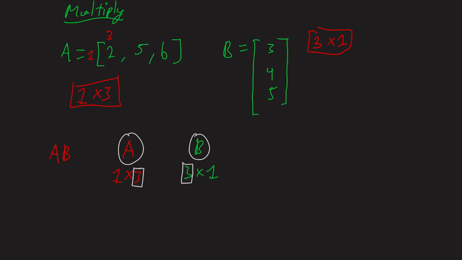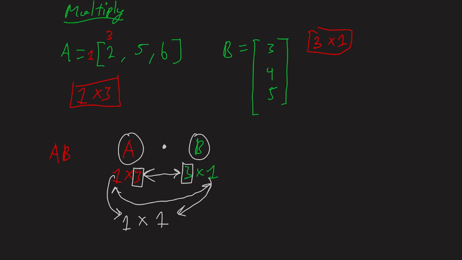So if you draw it out like this, the two numbers that are closer need to be exactly the same, okay? Also, if we look at the two outer numbers, we can realize that they are a determinant of the order of our resulting matrix, okay? So what I mean by that is after we perform this multiplication, A times B, the resulting matrix that we're going to get is going to be a 1 by 1 matrix.